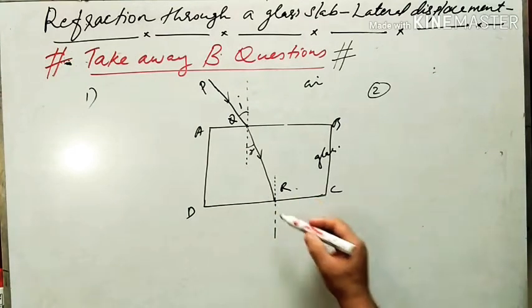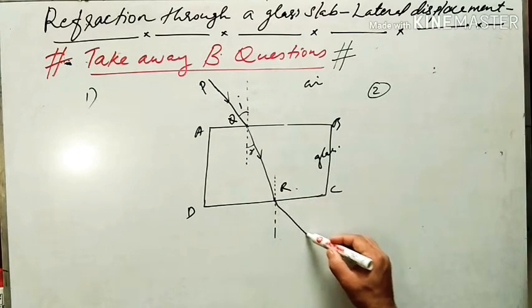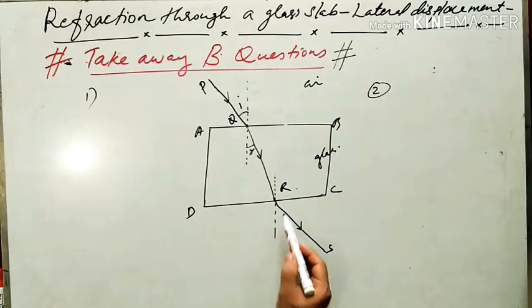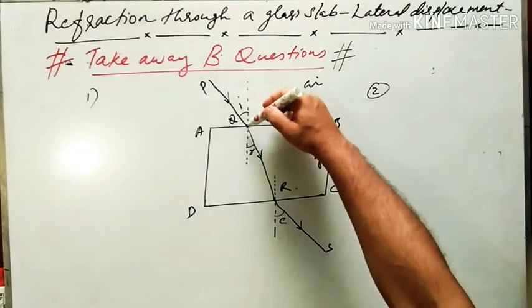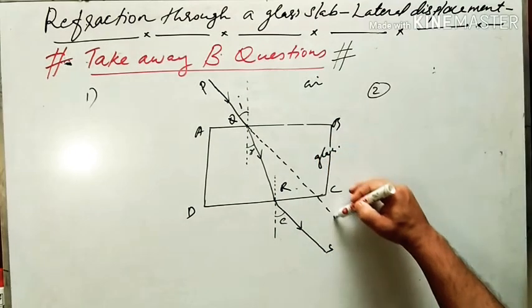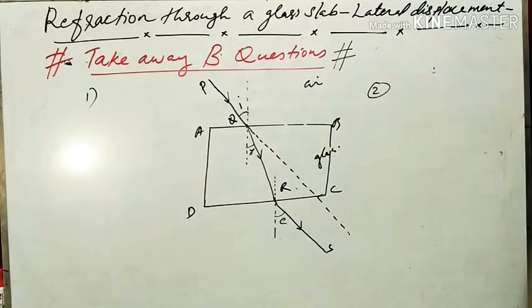How will it travel? Of course, it will bend away from the normal. RS is the emergent ray, and this angle is the angle of emergence. If there was no glass slab, it would have traveled in a straight line. Now we have completed the diagram.